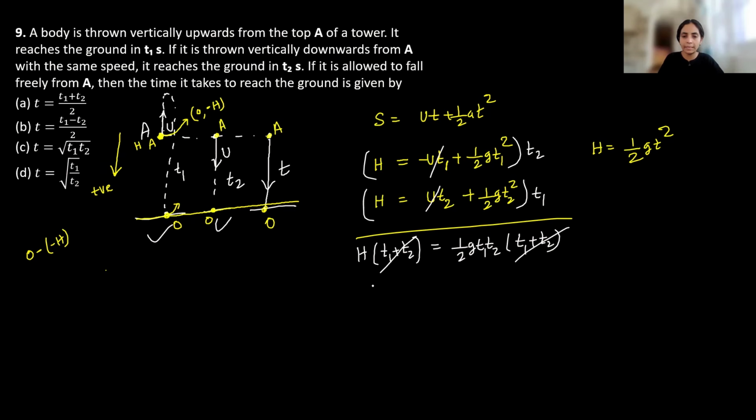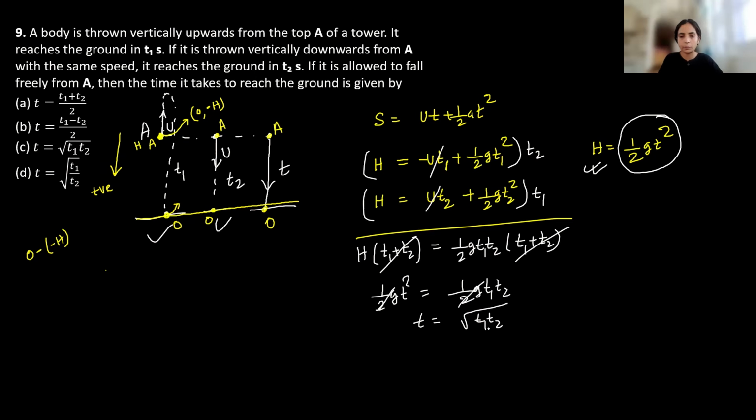Okay, so this will get cancelled and H is equal to this. H का वैल्यू आप क्या लिख सकते हो, हाफ जी टी स्क्वायर. सो H एलिमिनेट करने की जरूरत नहीं थी, H तो हमें ऑलरेडी पता है टाइम के टर्म में. दिस T जिसको हमें निकालना है, सो हाफ जी टी स्क्वायर is equal to half g t1 t2. Okay, so this thing will get cancelled and t is equal to root under t1 t2. Okay, sorted. So correct answer should be your C.